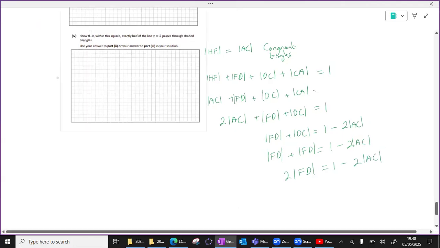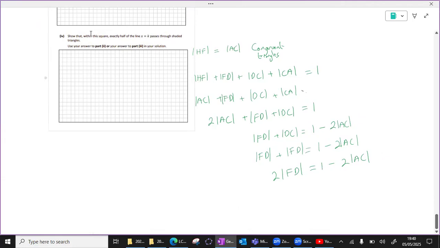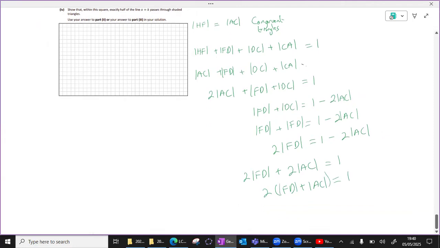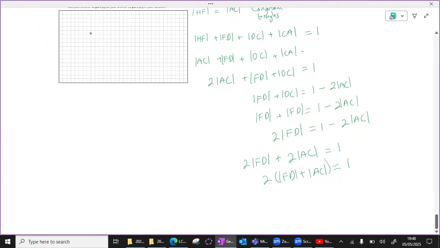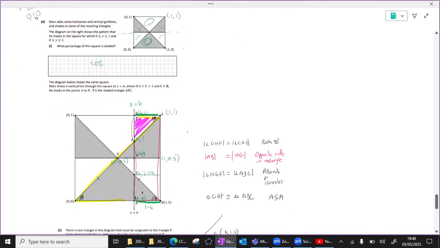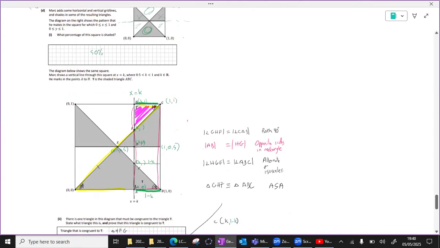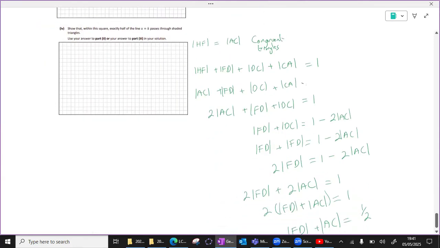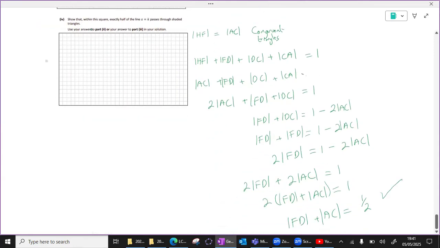Well, that makes sense, doesn't it? Or you could cancel the 2's even. Or you could even say, if you bring them back over, 2 FDs and 2 ACs is equal to 1, which would mean an FD and an AC, 2 times them is equal to 1. So if they were on their own, in other words, if you move the 2 over, you would indeed get a half. So the measure from FD and AC, the 2 shaded ones, is exactly half. That is another one done.